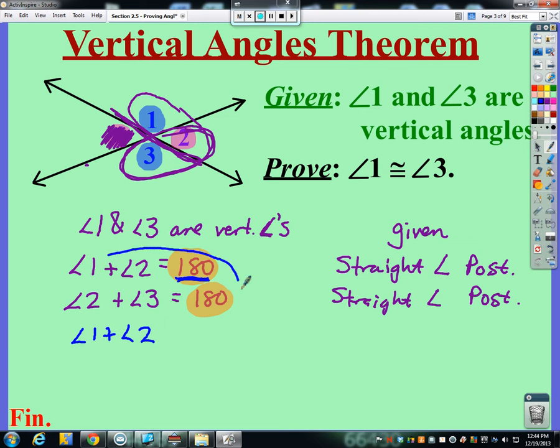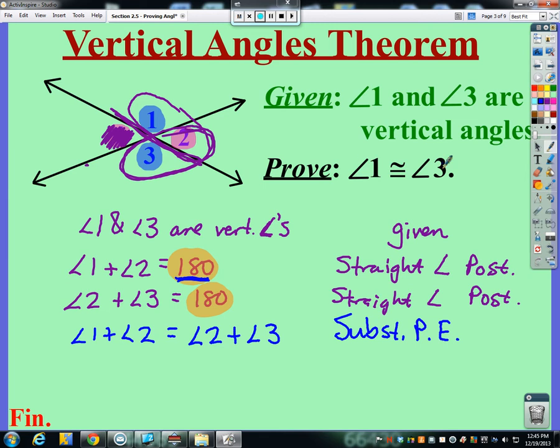So it's kind of like I'm wrapping around here with these two pieces of information. So 1 and 2 are the same thing as 2 and 3. So we can call that the substitution property of equality, but it's also something else that we could call it. And I'll get there. Let me finish this last little bit here.